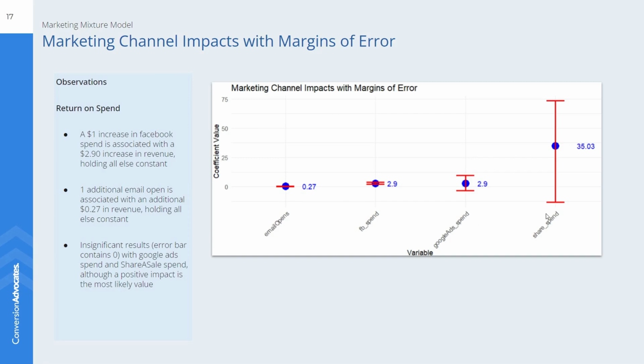And then Google Ads and ShareASale, we're really unconfident in these results, but our best estimates are 2.9 and $35 for ShareASale, which is very different because you're not buying ads, you're only spending money when someone buys something. But we have so little ShareASale data that it's hard to really come up with a good estimate from this approach.